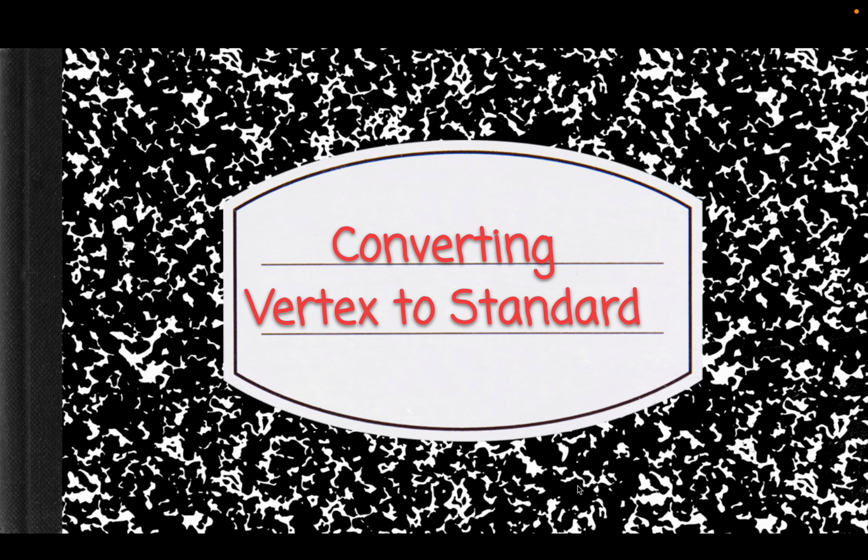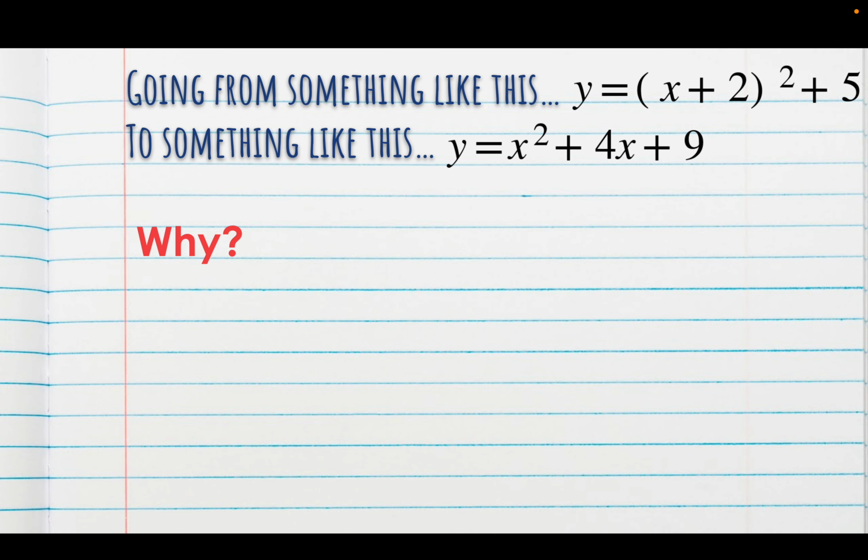From vertex form to standard form. So if we wanted to go from something like this, where we have vertex form, like y equals (x + 2) squared plus 5, to something like y equals x squared plus 4x plus 9, that's in standard form, we're going to want to do that because it gives us more information.